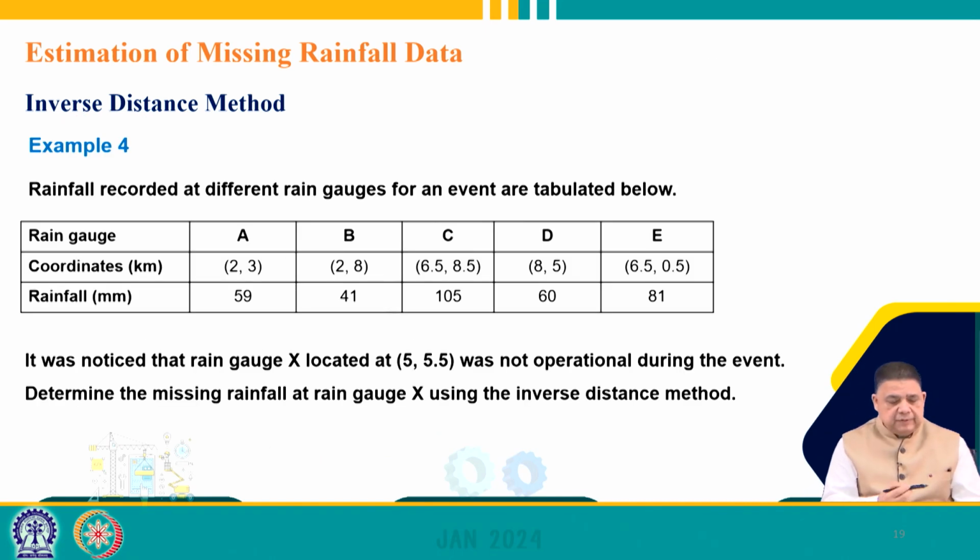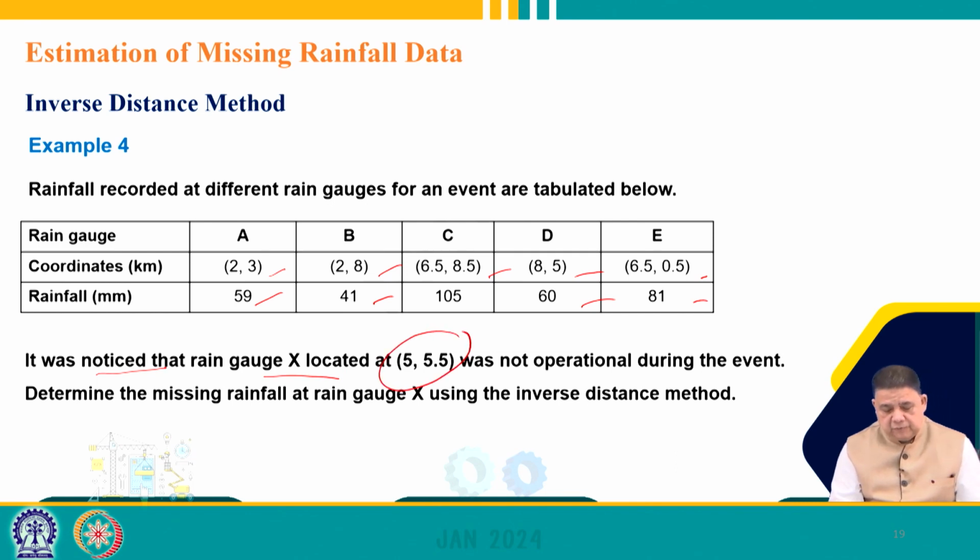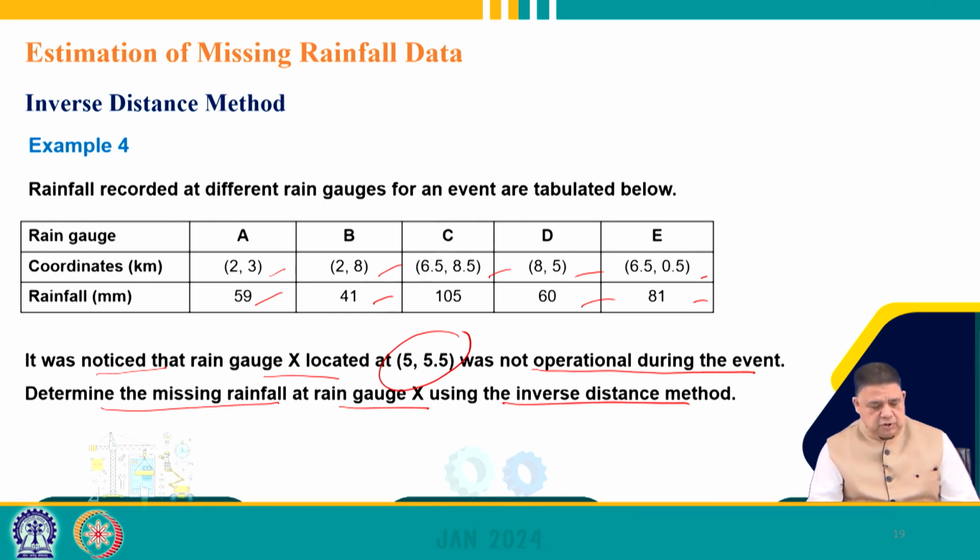Now, let us take an example on this. Rainfall recorded at different rain gauges in an event is tabulated below: rain gauges A, B, C, D and E. Their coordinates are given, 2, 3, 2, 8 and so on, and the rainfalls recorded at these stations are also given here. It was noticed that rain gauge X, whose coordinate is given here, located at 5, 5.5, was not operational during the event. Determine the missing rainfall at station X using the inverse distance method. That is the method we have to use in this case.